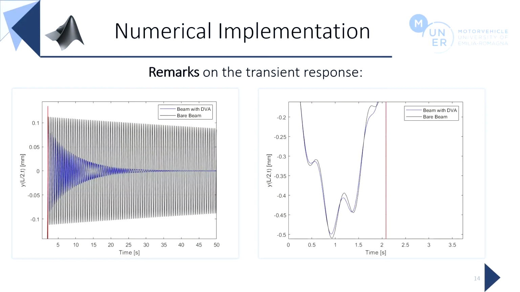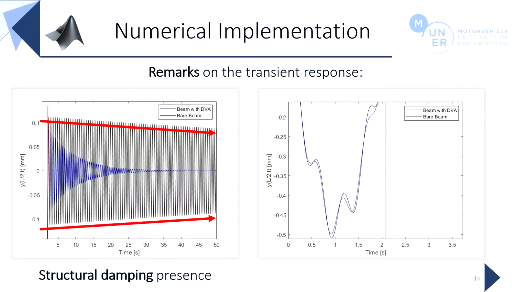To highlight the hidden sides of the previous result, we believed that some zooms could help to make vivid some peculiar aspects. Most specifically, the structural damping presence is clear by the decreasing peak-to-peak amplitude of the beam response. Instead, from the right-hand side picture, we can see a second effect of the dVA, that is, the slight decrease in maximum deflection.